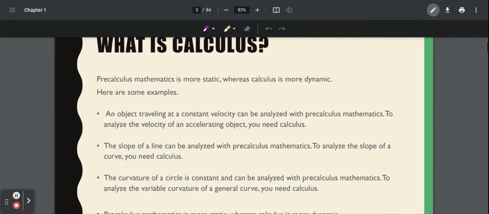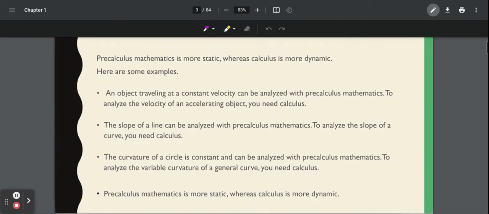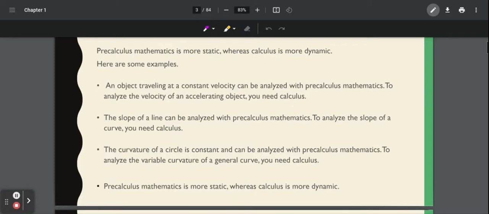So the first part, what's calculus? So just kind of reading through this for you. Remember that when we do pre-calculus, the pre-calculus math is more static, whereas calculus is more dynamic. And really what that means is that the static is that it's just kind of stuck, or we're looking at something that's not really moving, where calculus is a lot more about the movement and how things are changing.